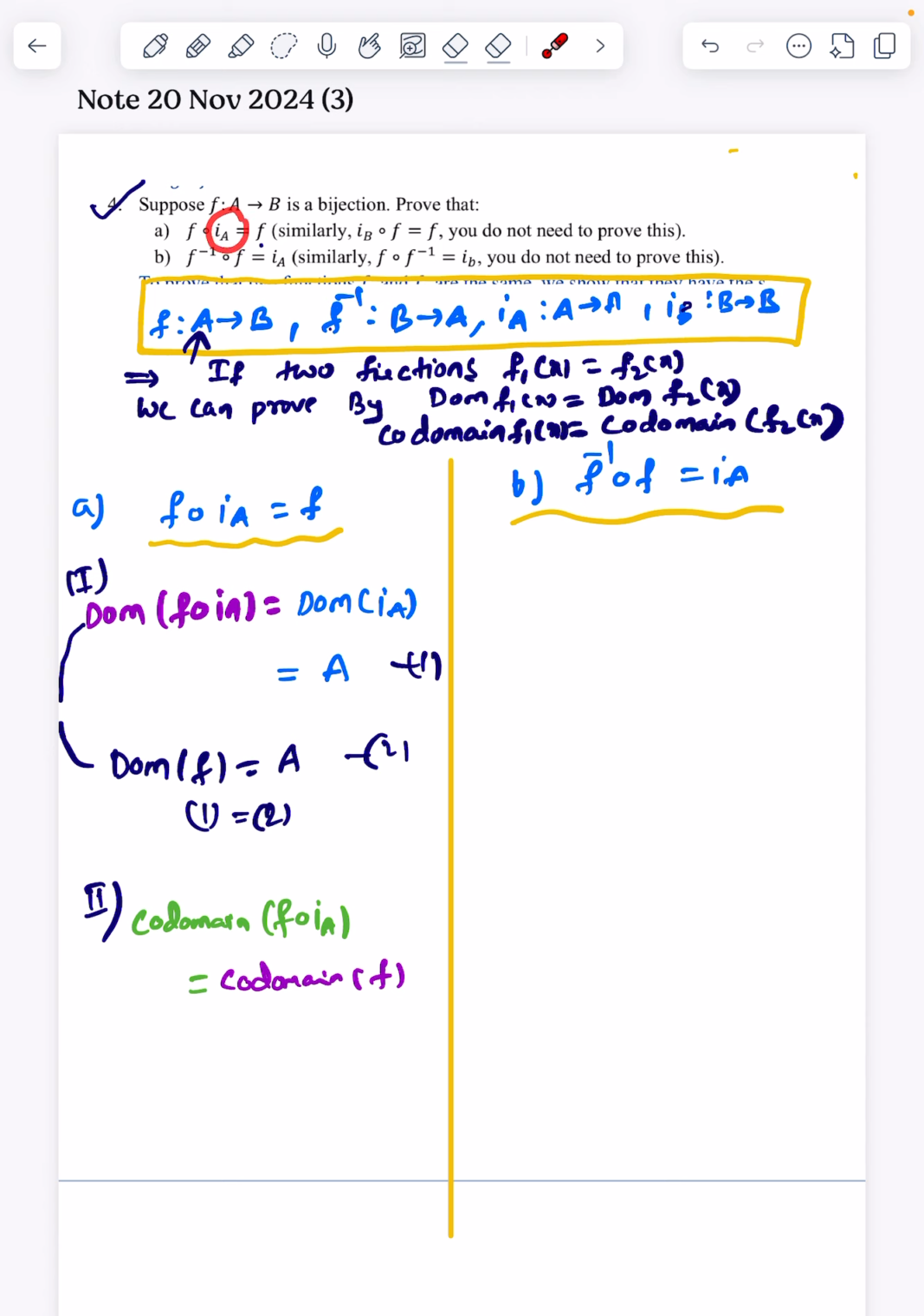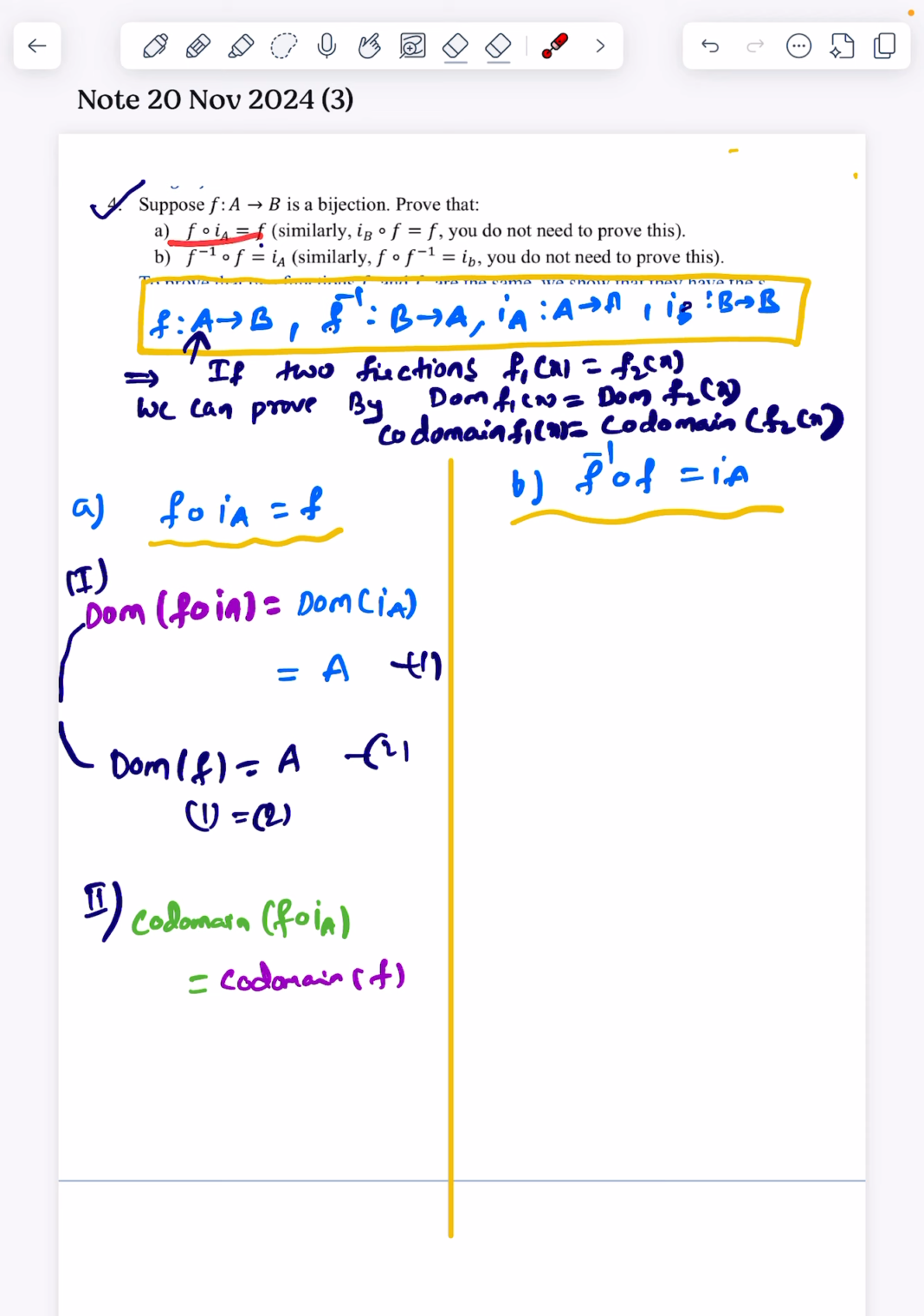Here I_A means the identity function, which is a function whose domain and codomain are the same. Similarly, if I take I_B, the domain and codomain are the set B, so it is also an identity function. Now f is a function from A to B. How do we write f inverse? Simply interchange the domain and codomain.